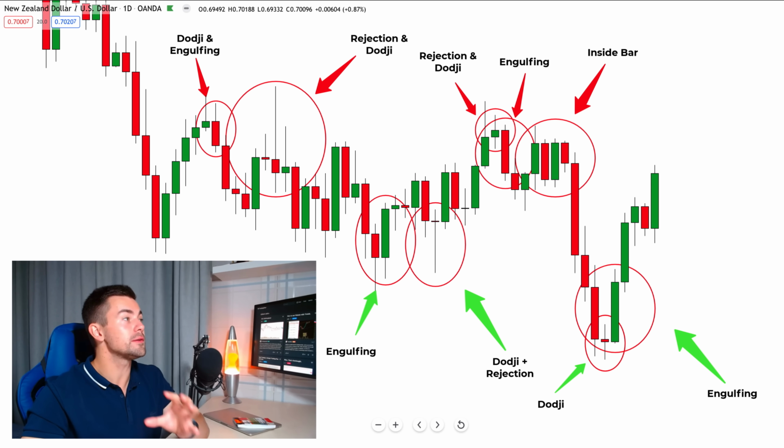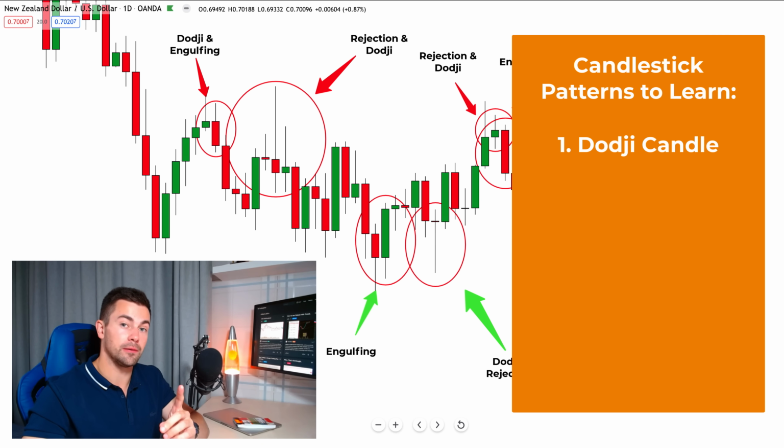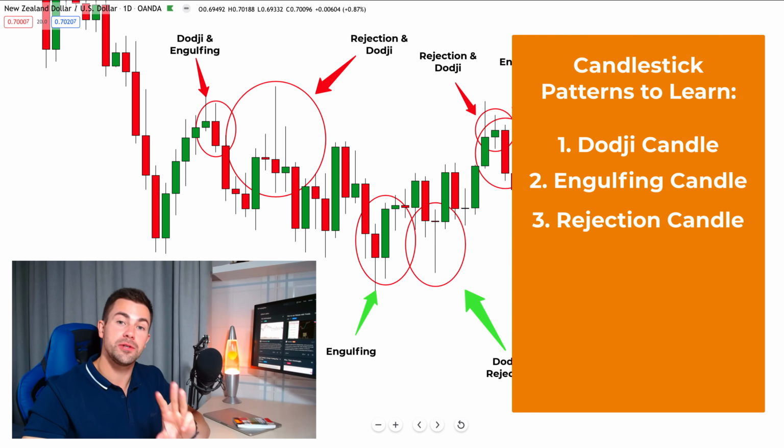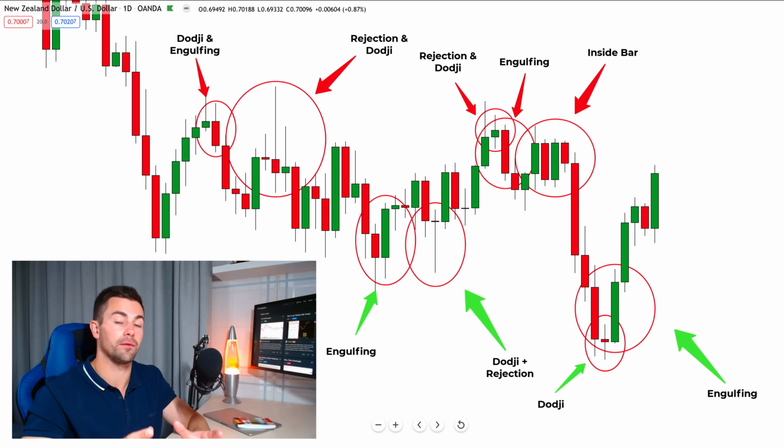You can see that right here we spotted different types of the candlesticks, and the main candlesticks for you to learn are doji candle, engulfing candle, rejection candle, inside bar. These four are the most important. Of course, there are a lot of different types of the candlestick pattern formations, but these four are the most important in my view, and start with them, and once you know them, then add more, learn more candlestick pattern formations, but start with this.